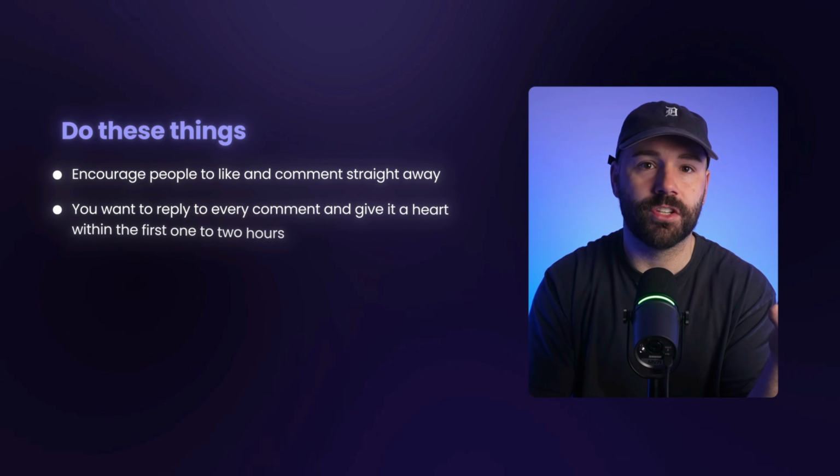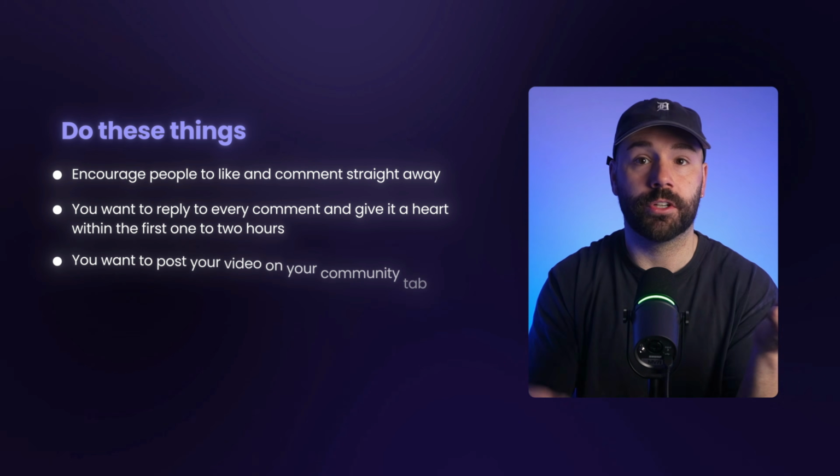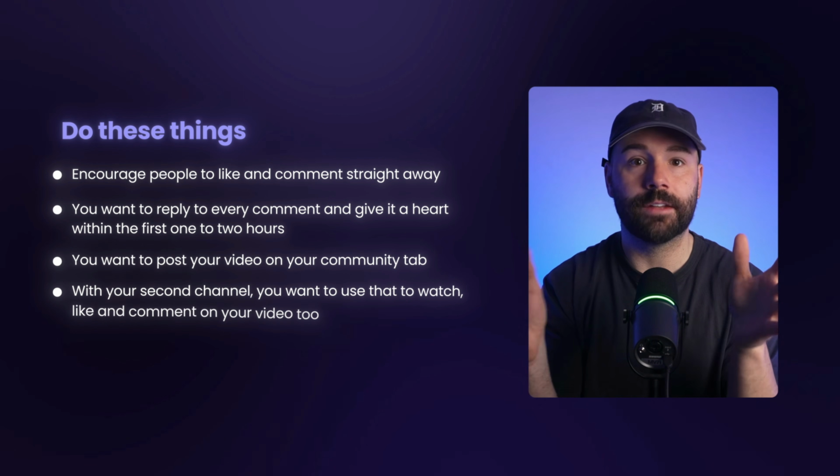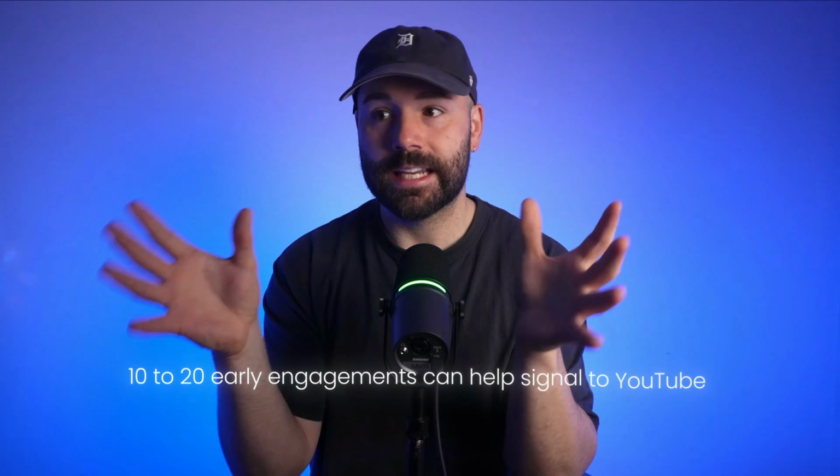When you next upload, you want to create an early surge of engagement. So you want to do things like encourage people to like and comment straight away. You want to reply to every comment and give it a heart within the first 1 to 2 hours. You want to post your video on your community tab as well. And if you have a second channel, you want to use that to watch, like, and comment on your video too. Now, look, you don't need thousands of interactions. Even just like 10 to 20 early engagements can help signal to YouTube, look, this video is performing really well. Let's push it out to more people. So look, going forward, always try to focus on maximizing engagement as quickly as possible after you post.